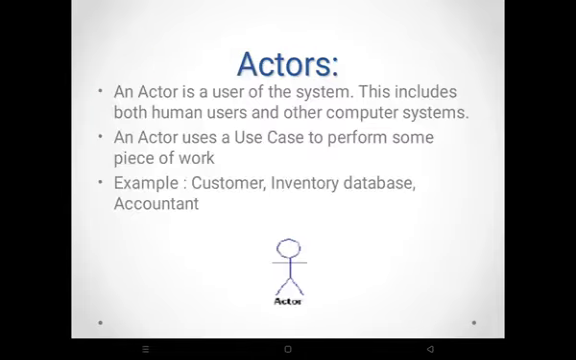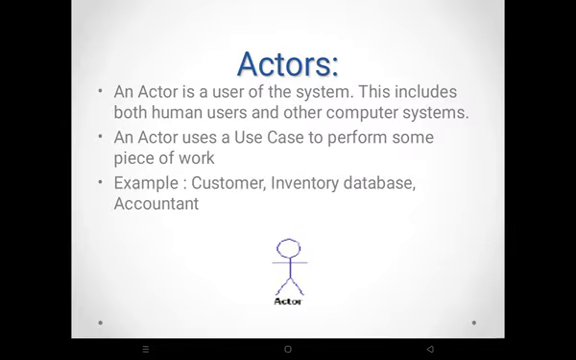Okay, first component, actors. What do you mean by actor? Actor is the user of the system. Who interacts with the system? In an ATM, the customer is the actor. In a library management system, the faculty is the actor. In an online e-ticket reservation system, the passenger is the actor. So actor is the user of the system. This includes both human users and other computer systems. An actor uses a use case to perform some piece of work. Examples of actors are customer, inventory database, accountant. These are all examples of actor.